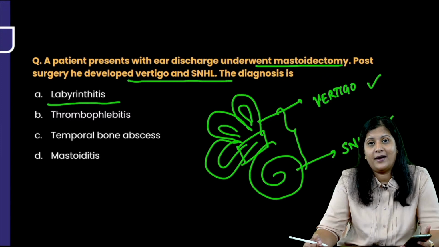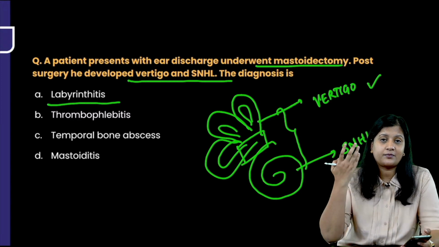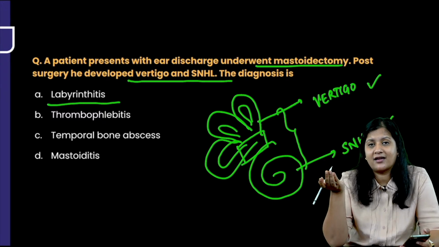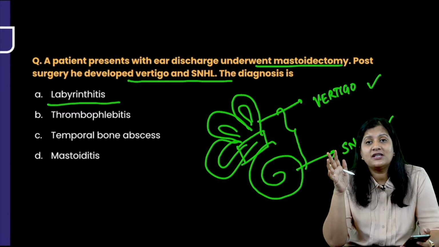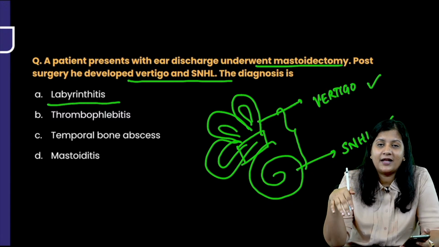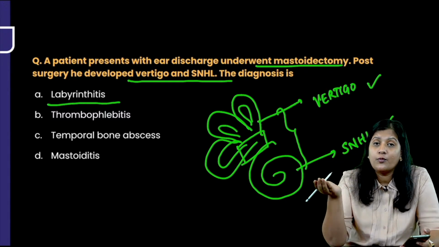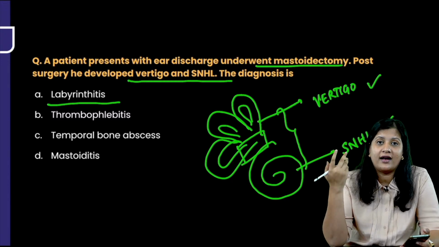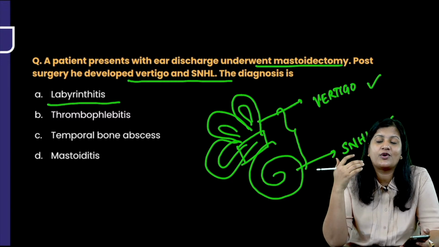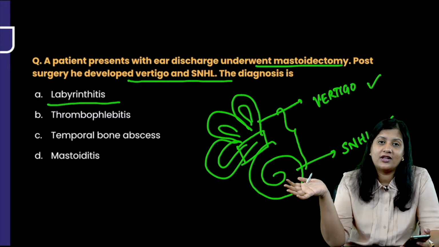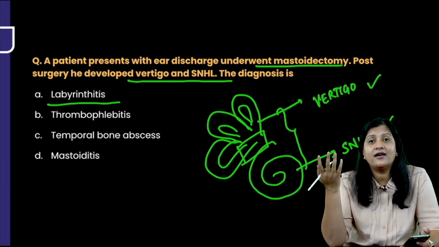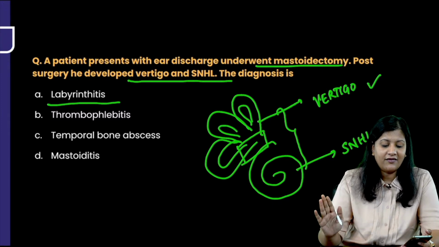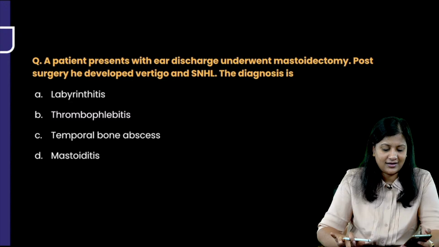In thrombophlebitis, you will see other signs like bluish discoloration of the mastoid, papilloedema, raised intracranial pressure. In a temporal lobe abscess, you will have localizing features like hemiplegia, hemianopia, and motor palsy, sensory deficits can be present. And in mastoiditis, there will be only redness of the mastoid, pain in the area of mastoid, shiny skin over the mastoid, and other signs like lighthouse sign and reservoir sign. So this clinical picture with SNHL with vertigo is in very direct favor of labyrinthitis.